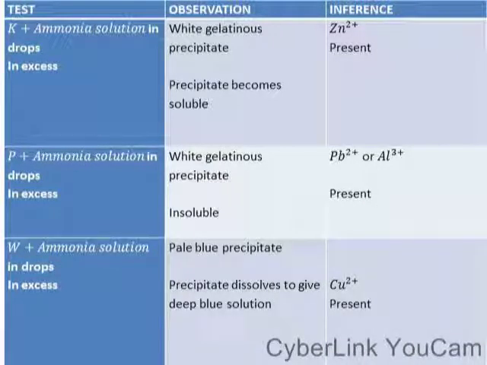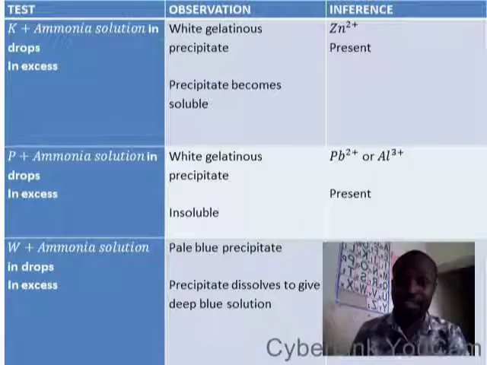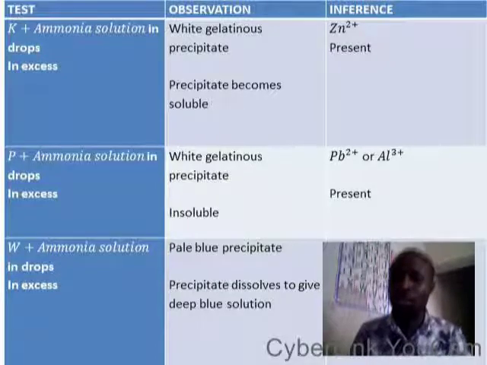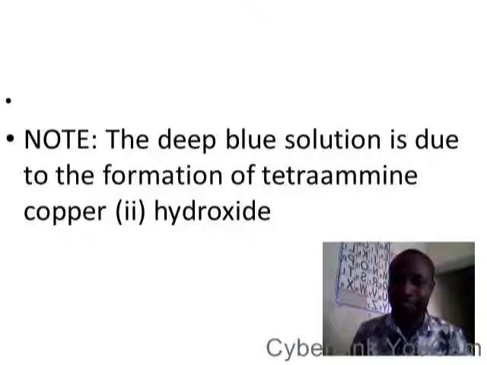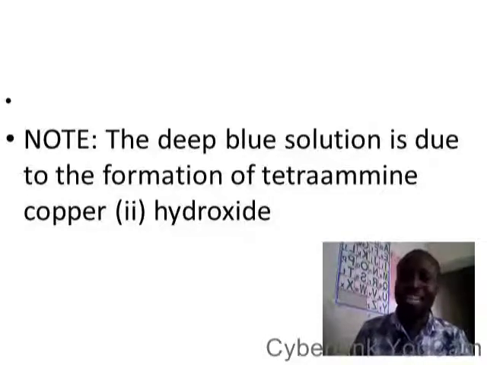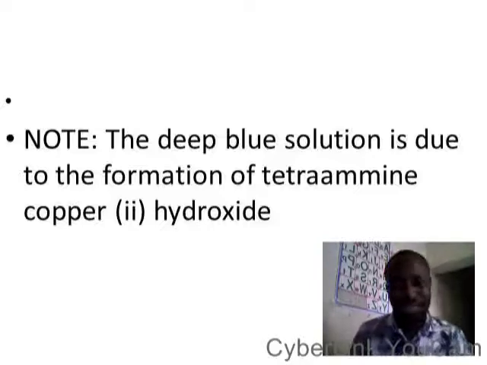Now, W plus ammonia solution, when you have a pale blue precipitate in drops, then in excess, the precipitate dissolves to give a deep blue solution. Then you can be talking about copper. Cu2+ is present. Note, the deep blue solution is due to the formation of tetraammine copper(II) complex. Learn this, learn it again, watch this video, make sure you write down something as we continue to watch.